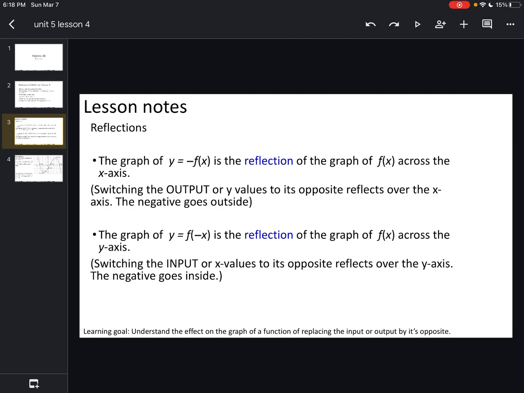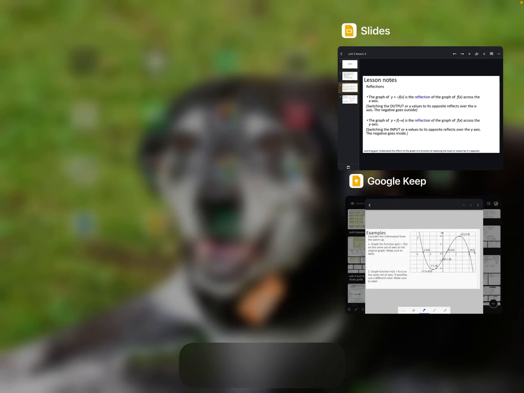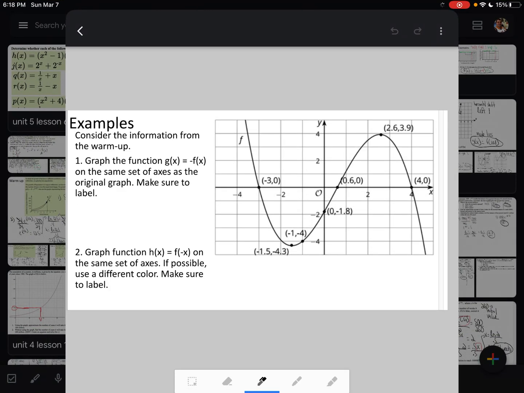For a y-axis reflection, it's the complete opposite. I'm switching the x values, or the inputs, and the negative is going inside the parentheses. So with that in mind, let's take a look at our examples here.